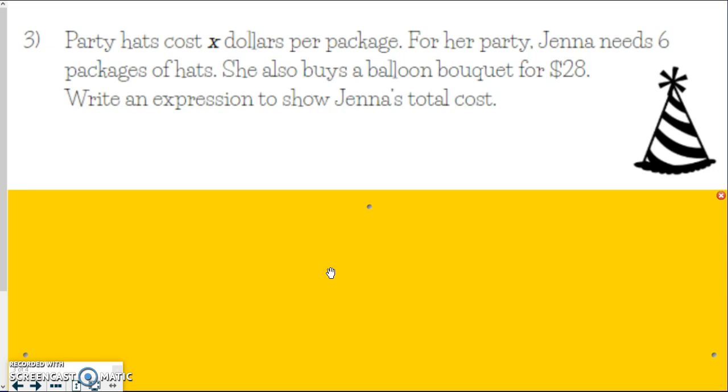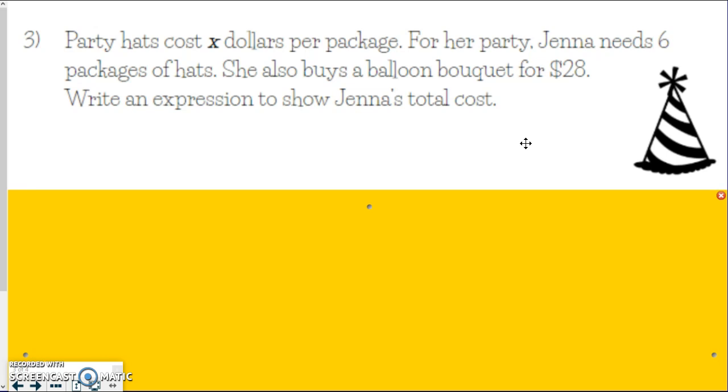Okay, which I know some of you struggle with because you want to know the answer, but that is the answer in this case, and very soon we will have the numbers to substitute for those variables. Okay, just not yet. So this one says, party hats cost X dollars per package. For her party, Jenna needs 6 packages of hats. She also buys a balloon bouquet for $28. Write an expression to show Jenna's total cost.